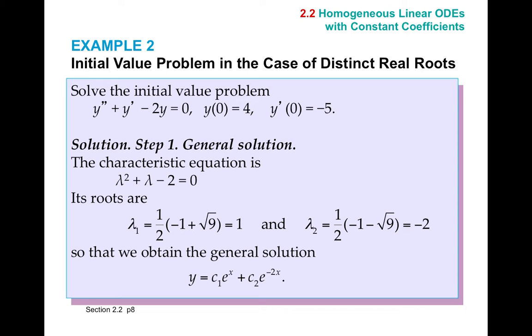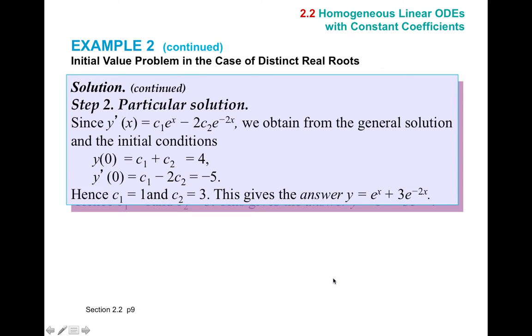If we now put that into the quadratic formula, we find that we get two real roots, lambda 1 and negative 2. So if we now substitute that in to get our basis solution, we have c1 e to the x and c2 e to the minus 2x. So the next thing that we do is we find the particular solution.